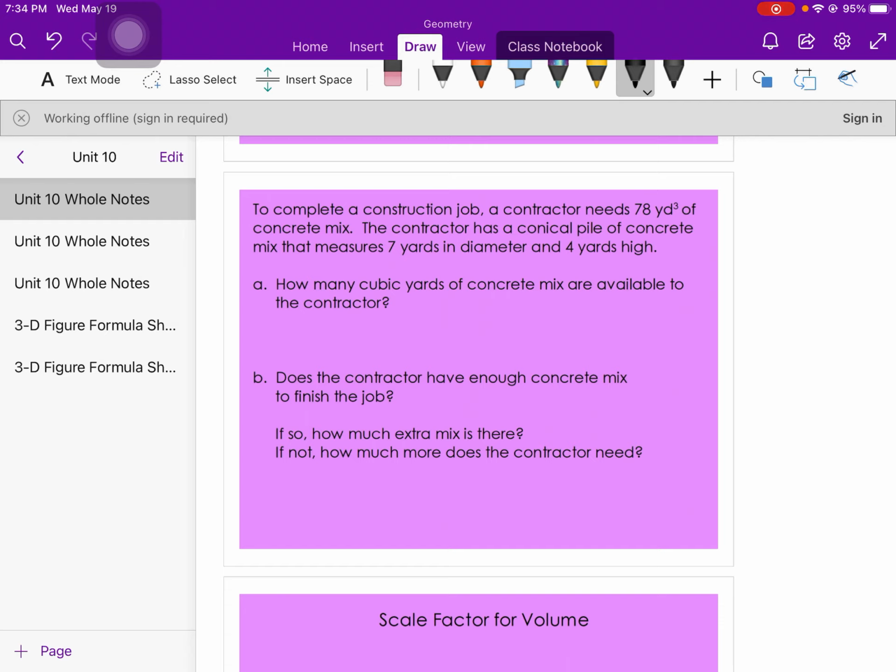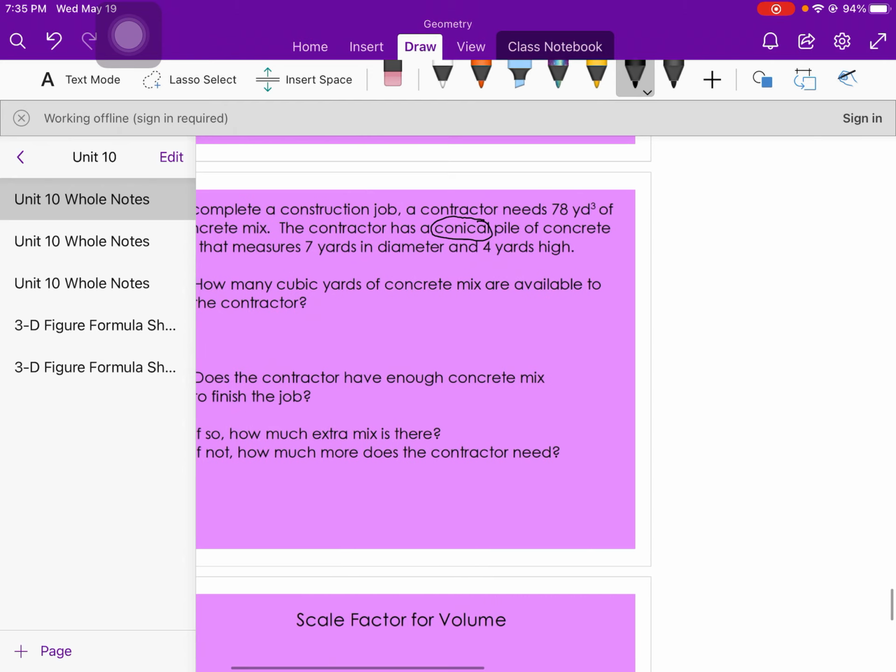To complete a construction job, a contractor needs 78 yards cubed of concrete mix. The contractor has a conical pile of concrete mix that measures 7 yards in diameter and 4 yards high. So this is the key word: conical, meaning cone-shaped. The first question says, how many cubic yards of concrete mix are available to the contractor? So we need to calculate the volume of that cone.